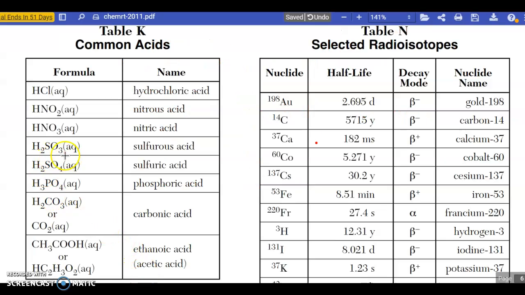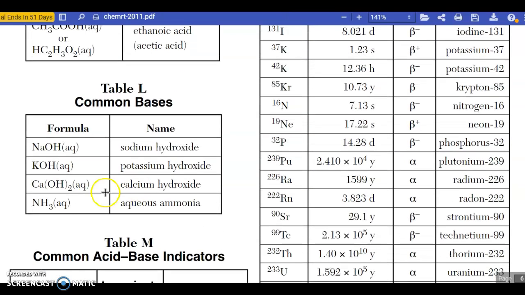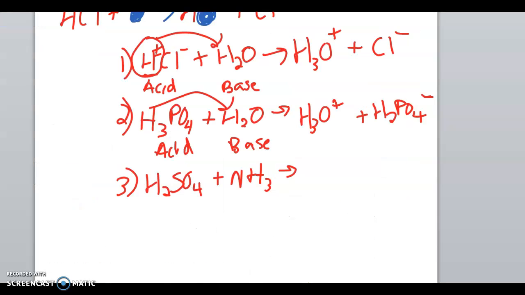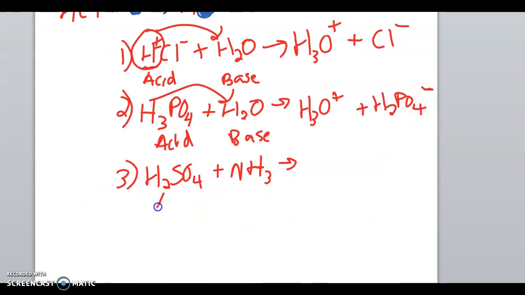So on my reference table, I see H2SO4 is sulfuric acid, so that one's our acid, and I see NH3 listed as a base. So I know for certain that my H2SO4 is the acid, and my NH3 has to be the base. So that means that the acid is giving an H+ up. So I'm going to just put a little plus here, so again I remember it's giving an H+. And that's going to go on to the base.